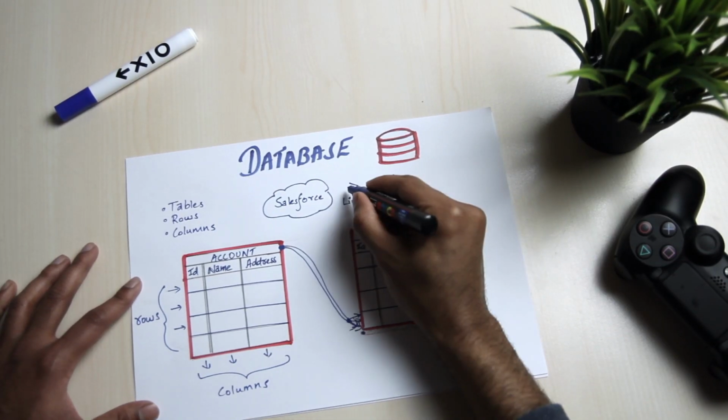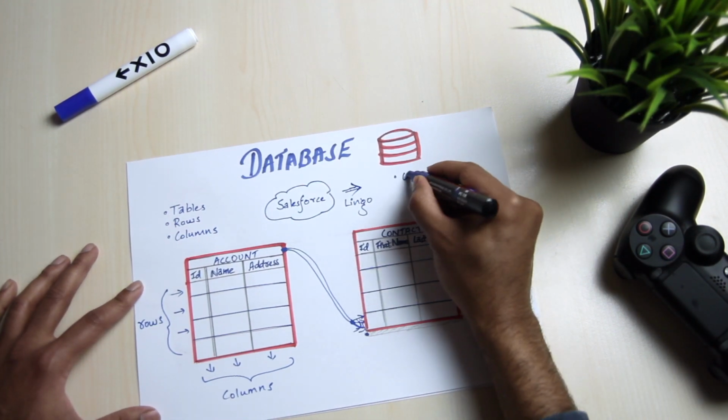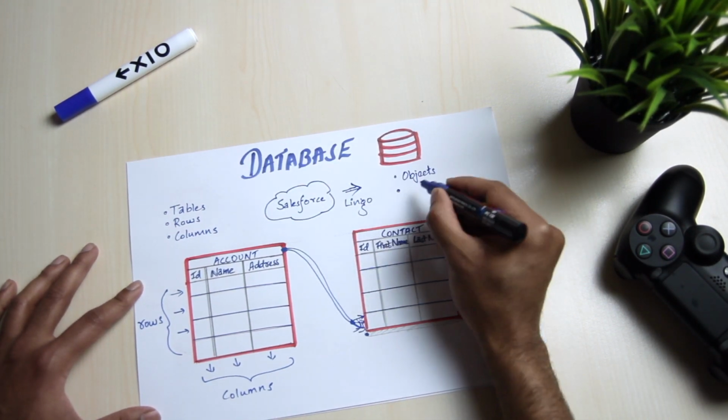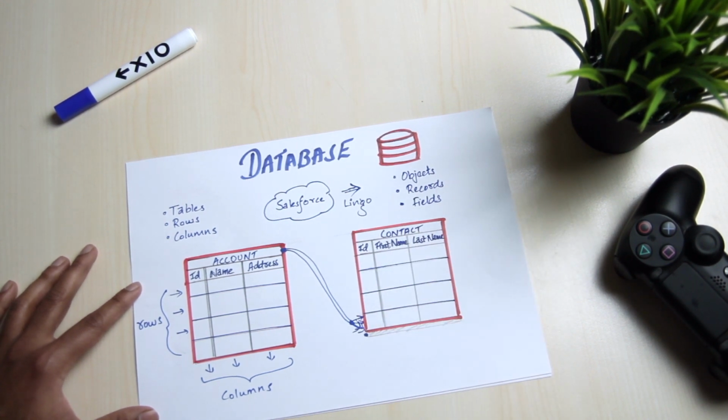Before we jump in, some Salesforce lingo. Salesforce calls the tables we mentioned earlier objects, the rows records, and the columns fields. So Salesforce has objects with fields and a bunch of records. Let's jump right into the Salesforce Object Manager, or Table Manager, and see what we're going to do.